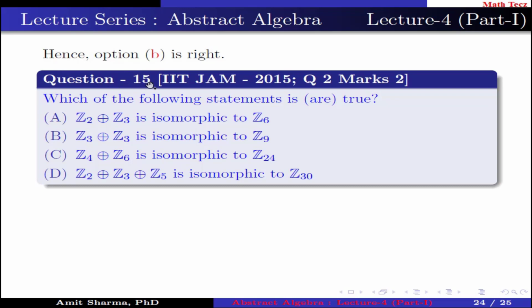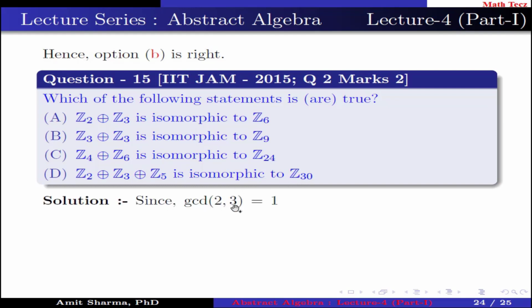Question number 15. This question was asked in the IIT JAM exam in 2015. Which of the following statements are true? Option A, Z2 direct product Z3 is isomorphic to Z6. Option B, Z3 direct product Z3 is isomorphic to Z9. Option C, Z4 direct product Z6 is isomorphic to Z24. Option D, Z2 direct product Z3 direct product Z5 is isomorphic to Z30.